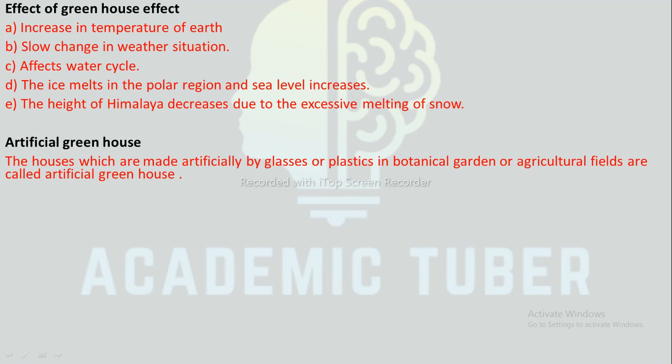When short waves of sun enter the greenhouse, they convert to long waves of infrared radiation after striking on the land. The long waves cannot escape out of the glass or plastic of such houses. Thus, warm environment can be maintained even though the outside environment is cold. Such house is called greenhouse.